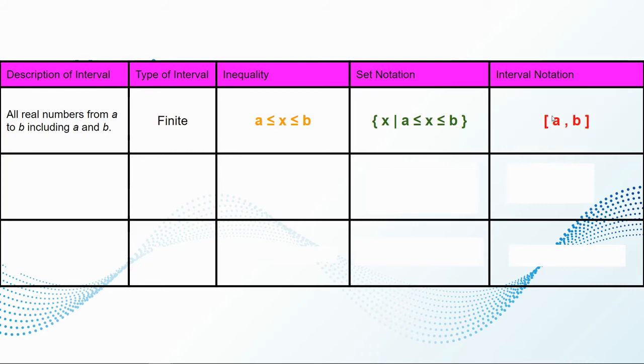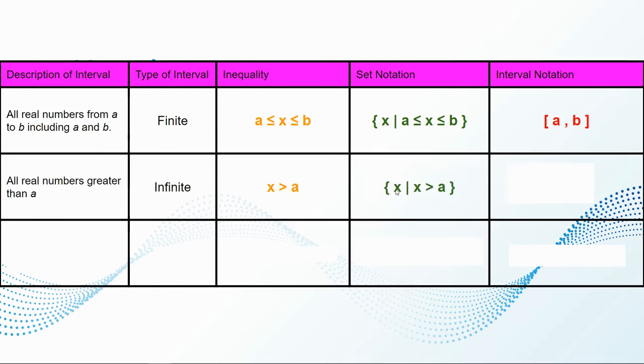And then interval notation is bracket A, comma, B, bracket. So everything from A to B, and because we have brackets, it's including A and B. The second one is all real numbers greater than A. So this is an infinite interval because it is saying greater than, but it did not have a second stopping point like the first one did. See, they had an A and B. This time it only has an A. So X is greater than A.